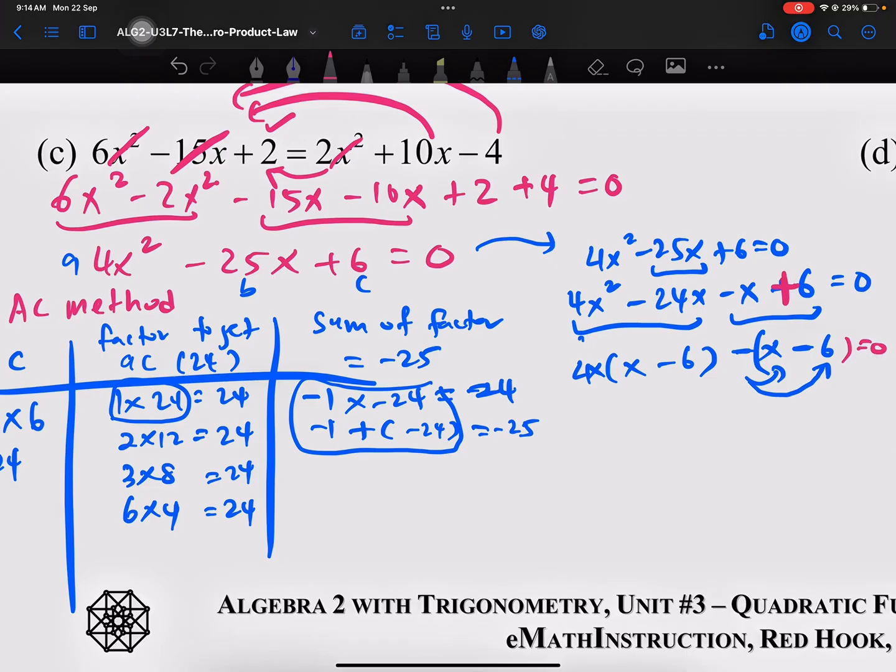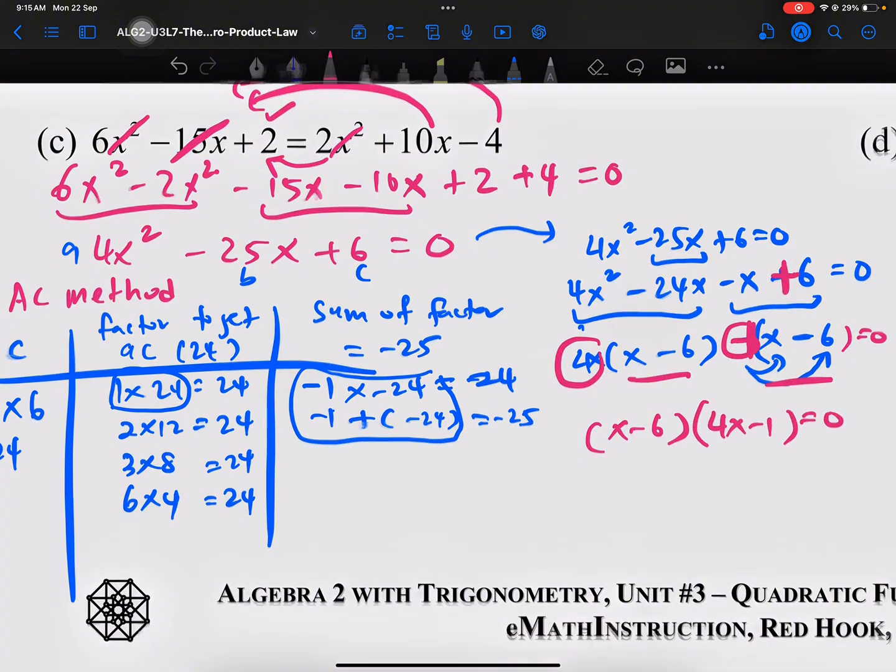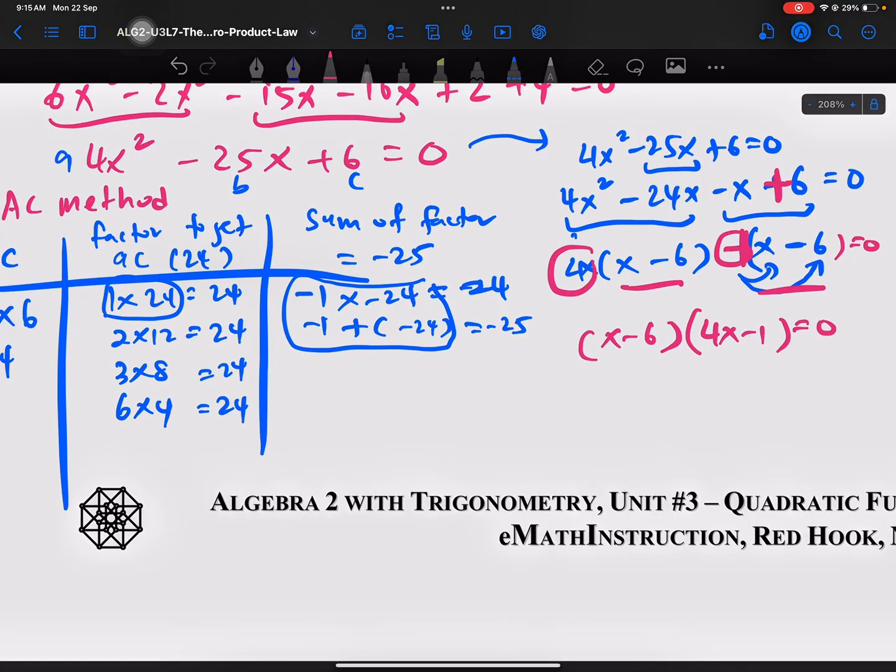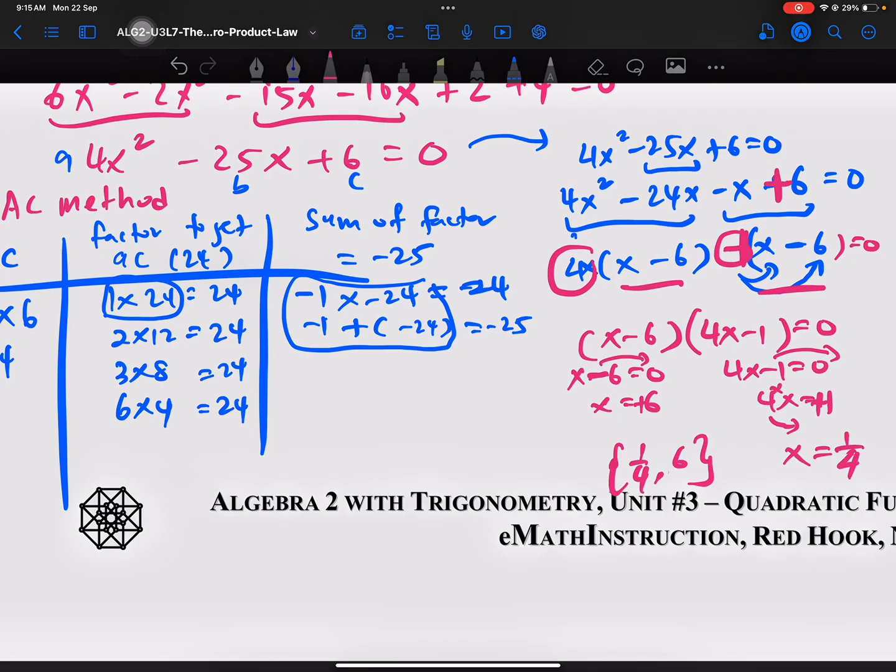So I can see two common bracket, it will be in one bracket, and then this is another one. So 4x minus 1 equals 0. Now I already got two factor, I need to use my zero product law. So x minus 6 equals 0, x is 6. Minus, jump to the other house, become plus. For 4x minus 1 equals 0, minus, jump to the right, become plus 1. And then 4, jump to the right, become multiply.